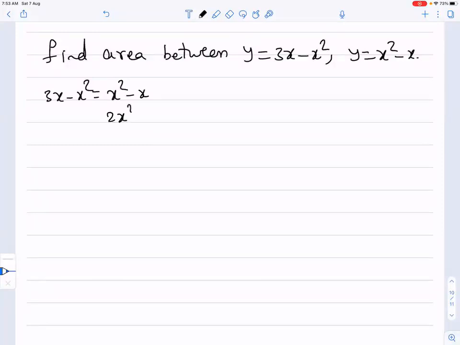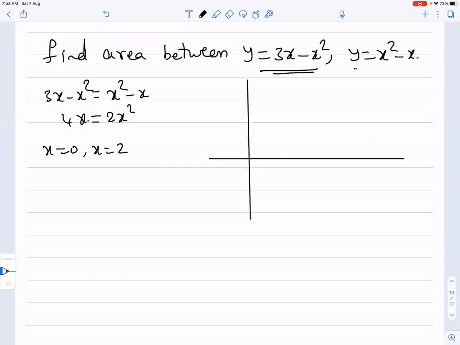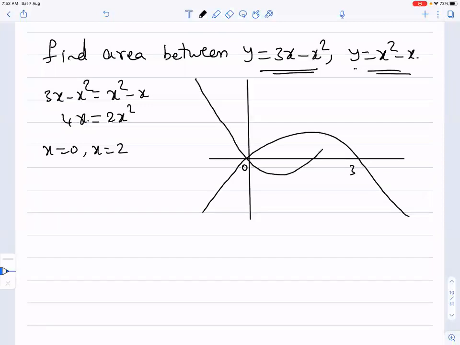You will get 2x square equal to 4x. And what will you get? x equal to 0 and x equal to 2. They are meeting at x equal to 2. Now let us plot the curves. This curve is a downward parabola with 0 and 3 as the roots. This curve is an upward parabola with 0 and 1 as the roots. And they are meeting at 2.